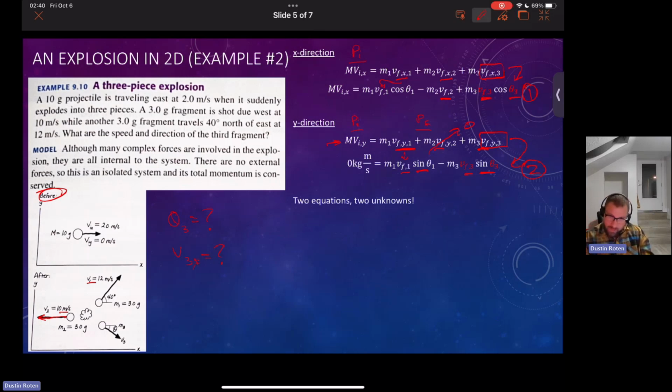Now, what I'm going to do is take my y direction, literally just because it's a more simple formula. See, I only have two pieces.